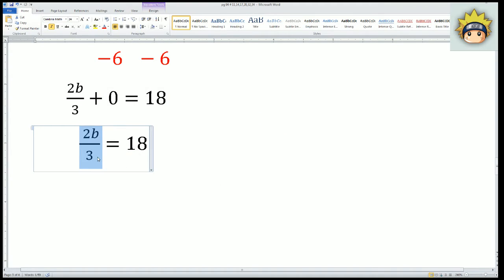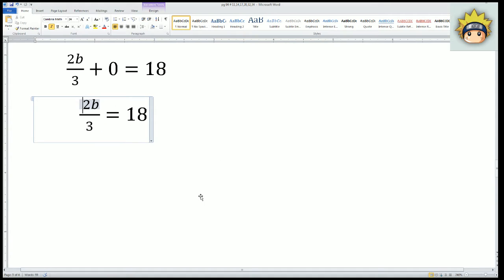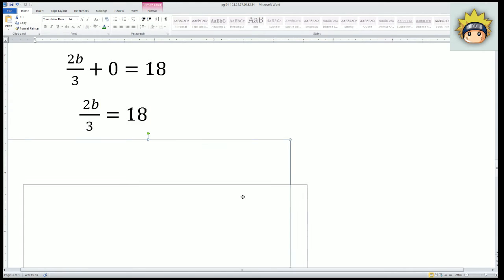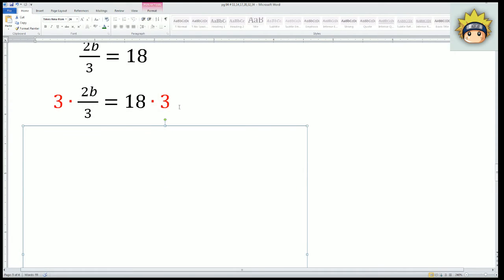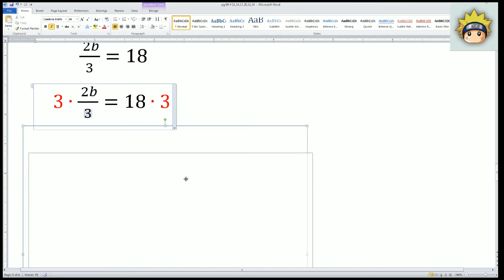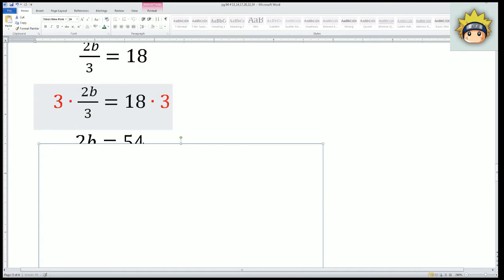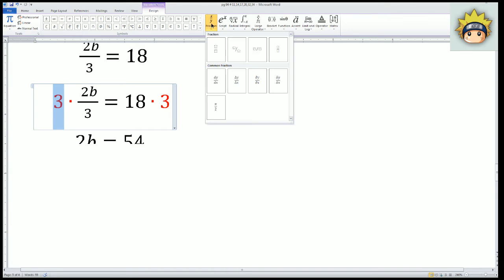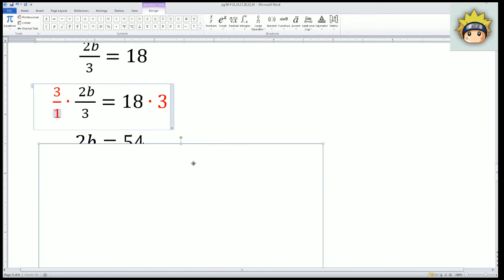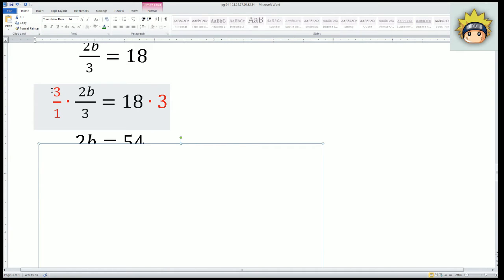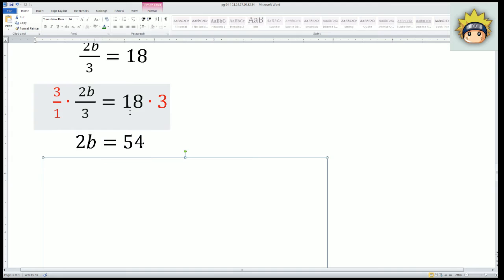I'm left with 2b over 3 equals 18. You can do this in one step, but I'm going to do it in two steps. There's the divide by 3, so I'm going to multiply by 3 on both sides, because I'm trying to get rid of this divide by 3. It cancels out. It becomes 2b equals 18 times 3, which is 54.